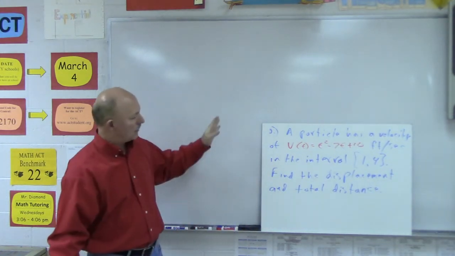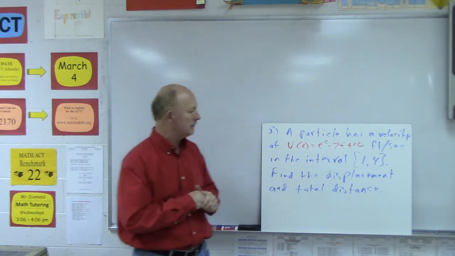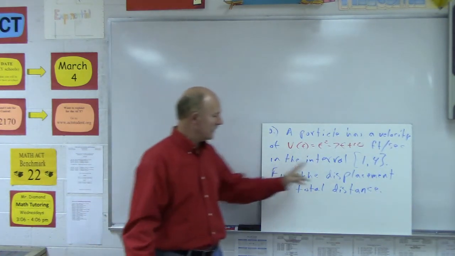Now, this says a particle has a velocity of v of t equals t squared minus 7t plus 10 feet per second in the interval from 1 to 4.